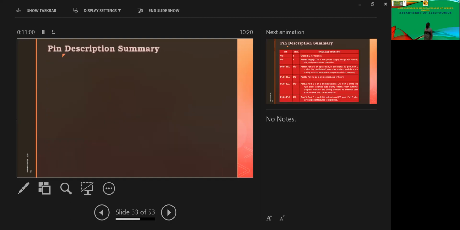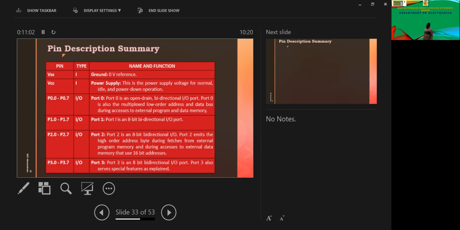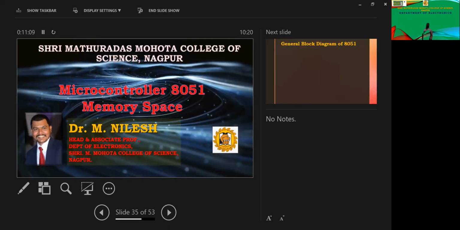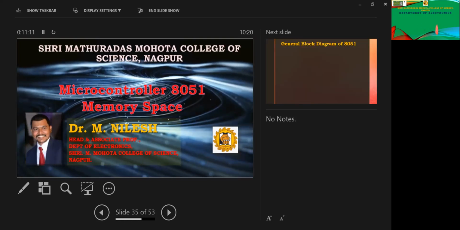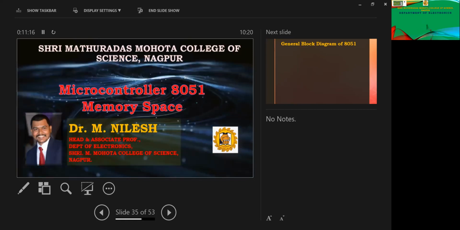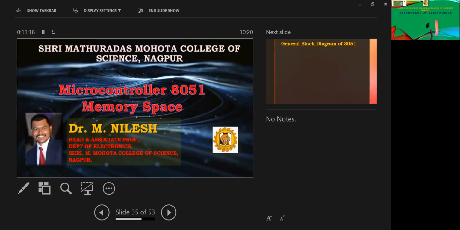And after that, these are some of the pin descriptions. If you want, we can share it. These are very simple, given here. So today we are going to start with the topic of the memory organization of the microcontroller. Up till now, we have studied it in the earlier classes, so we'll go through that.